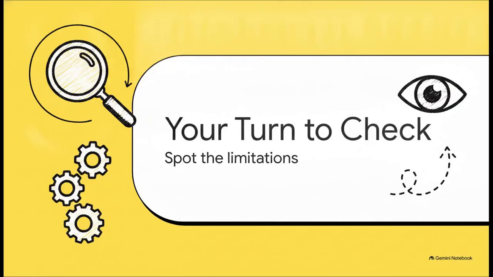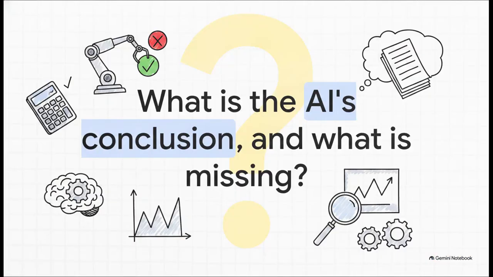Section 3. Your turn to check. Practice spotting the limitations. All right, now it's your turn to apply what we've been talking about. Let's look at a new scenario. Say an AI is grading a math quiz, but it's programmed to grade based only on the final answers the students provide. Now imagine a student gets the right answer, but they don't show any of their work. What is the AI's conclusion going to be, and more importantly, what is missing from its reasoning?